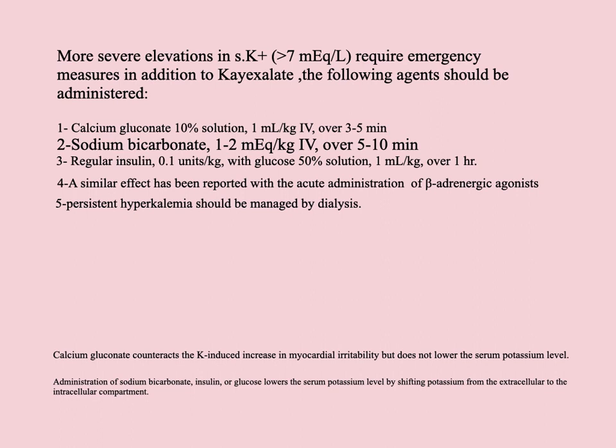Secondly, we give sodium bicarbonate. This will shift the potassium from the intravascular into the intracellular compartment. Also, we can give an insulin plus glucose infusion. A similar effect has been reported with acute administration of beta adrenergic agonists. However, if the patient does not respond to the above measures, then he may need dialysis.